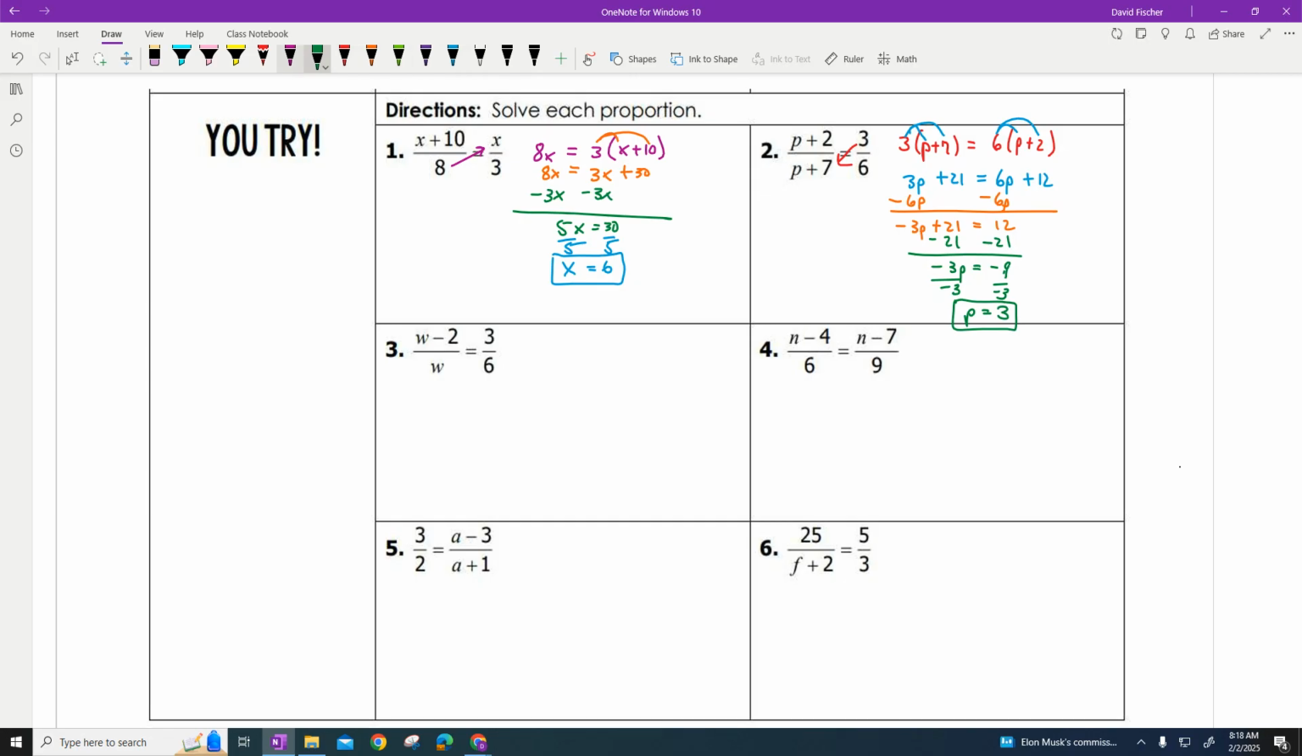Alright, keep on. Don't wait. And it doesn't matter if you put the 6 times (W plus minus 2) on this side and the 3W on that side. Either way, doesn't matter. Just be careful of this negative sign there. That's a minus 3W's. And now when I go and divide by a negative 3.